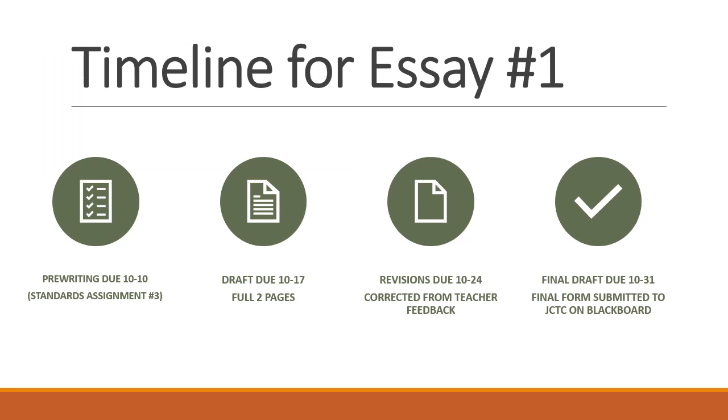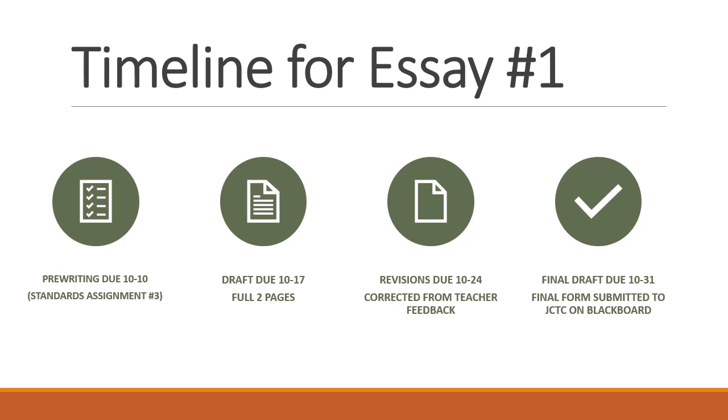All right, so here we have your timeline for essay number 1. These are the due dates for each part of the essay, each of which will be part of your final grade for this mastery grade assignment. The first part will be due on the 10th of October, and that will be the standards assignment number 3. I'm going to give you more details on that at the end of this week on the Thursday-Friday class.